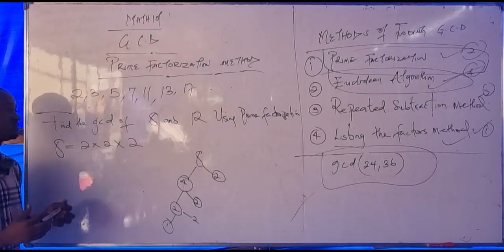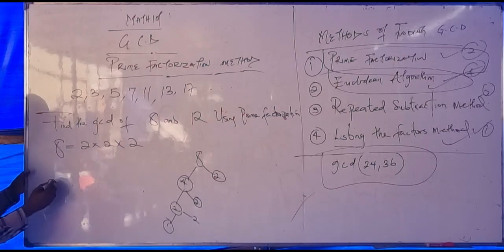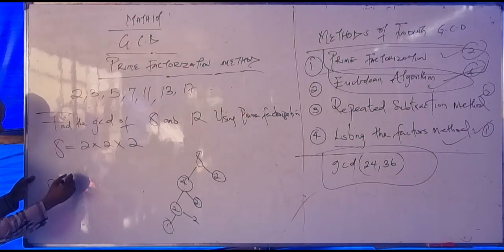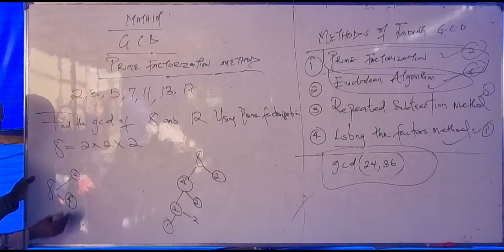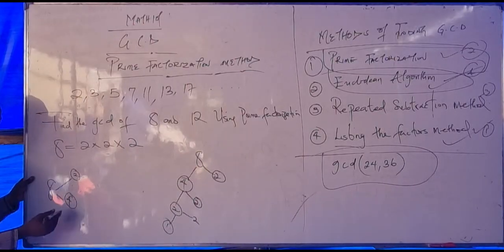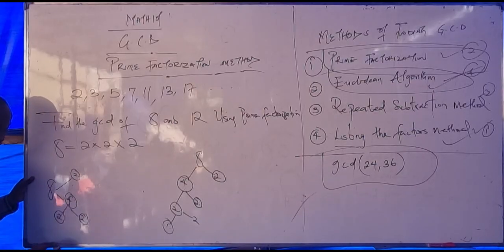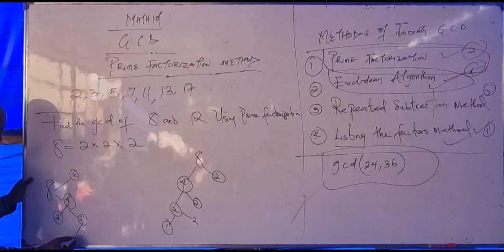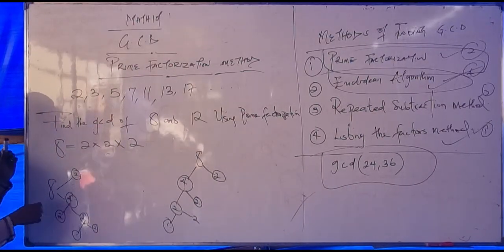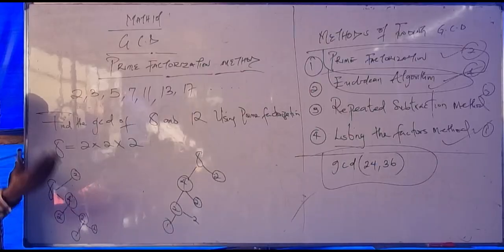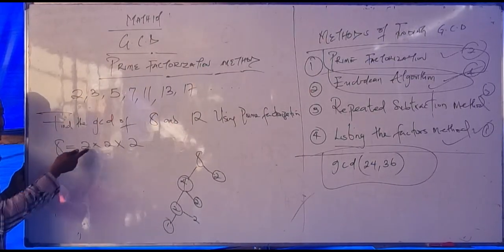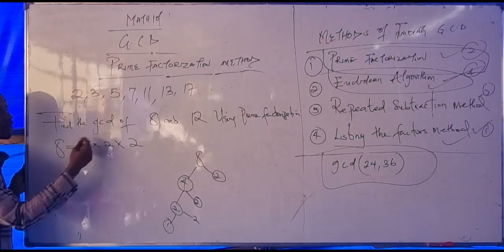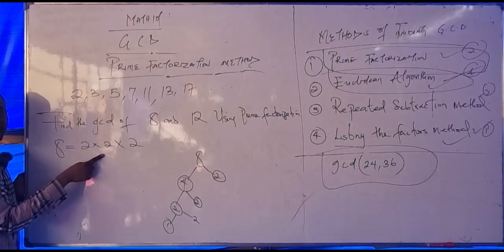The prime factors of 8. If I divide 8 by 2, what do you have? 4. That means the first number is 2. Divide again, what do you have? 2. Divide again, what do you have? 1. That means how many 2s can we generate in 8? 3. 2 times 2 times 2 is 8. So the prime factors of 8 are 2 times 2 times 2.